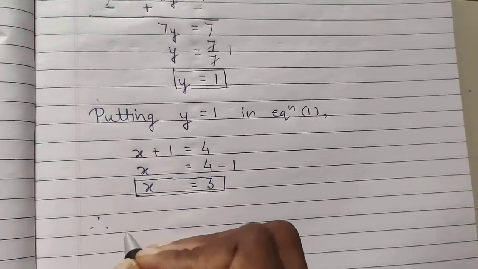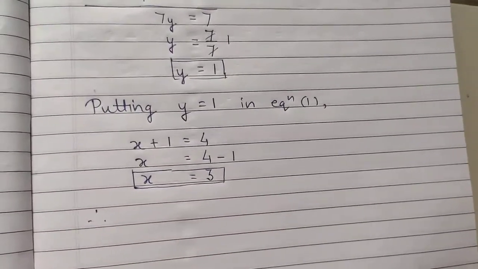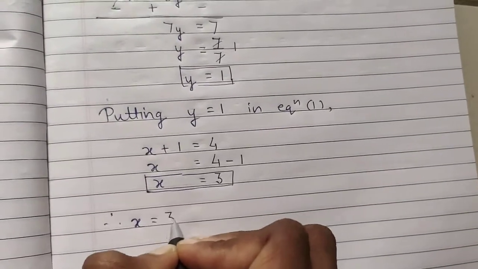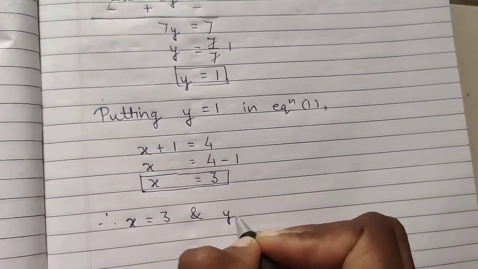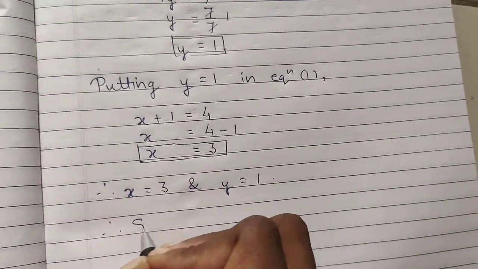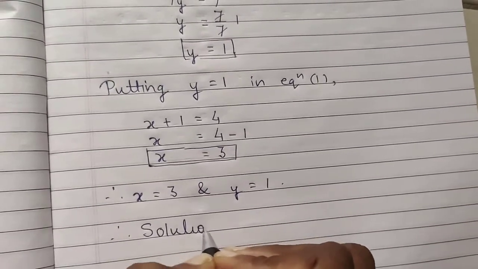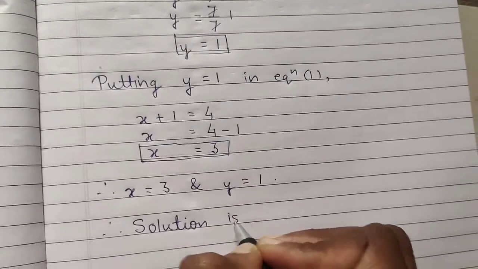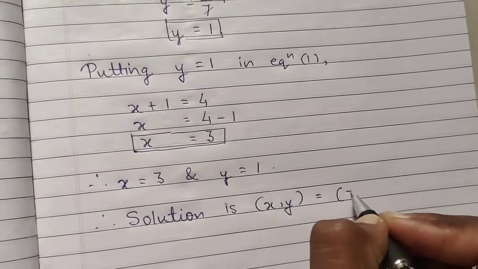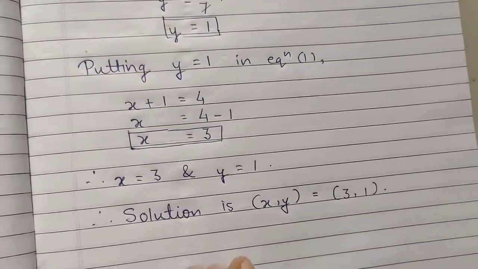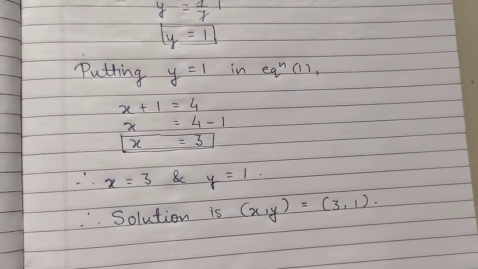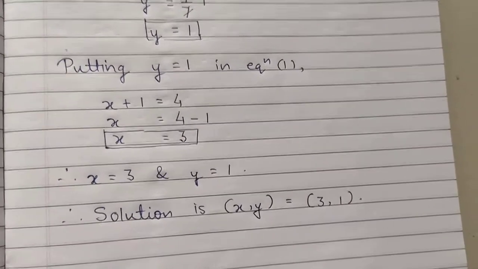So we will write our answer. Therefore, x is equal to 3 and y is equal to 1 is your answer, and you will write your answer as, therefore, solution is x comma y. What is the x value? 3 comma 1. Okay, so in this way we have completed the first question of question number 3.